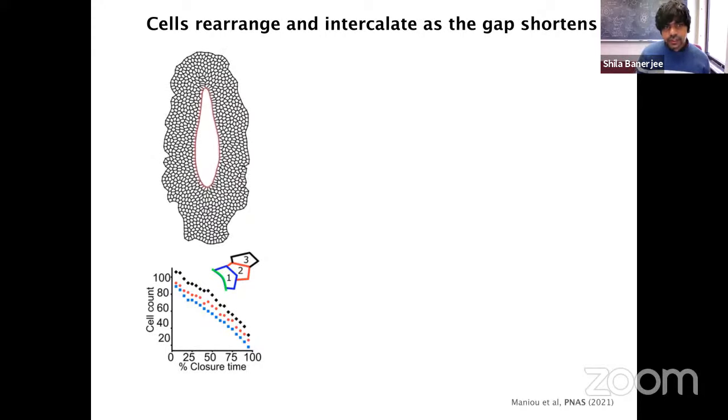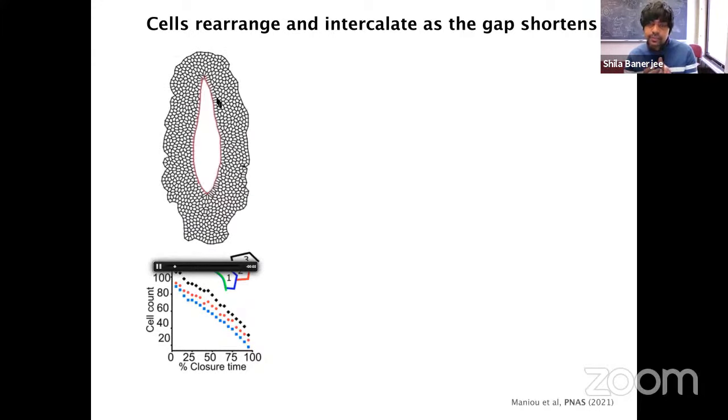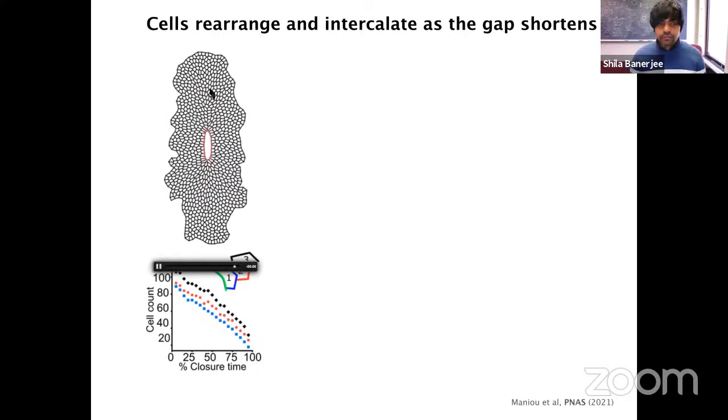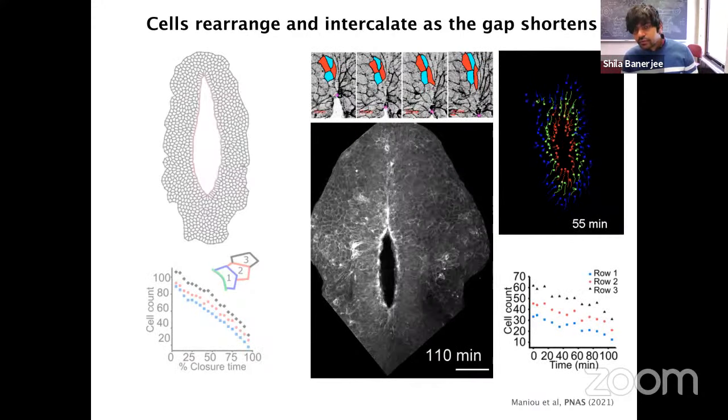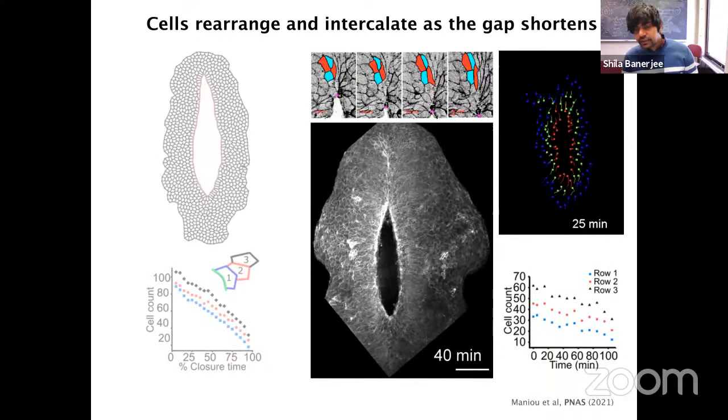And this was really important because without this intercalation, what would happen is that there would be a huge buildup of stress at the edge of the gap, okay? And then you would need more forces to close the gap. And this is also something we found in the experimental data looking at intercalations.